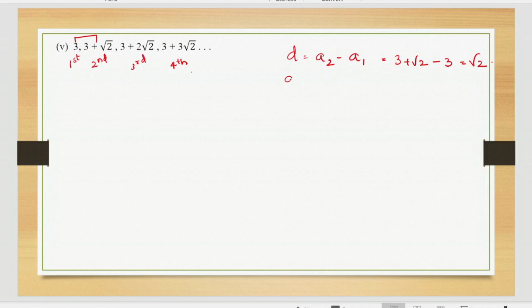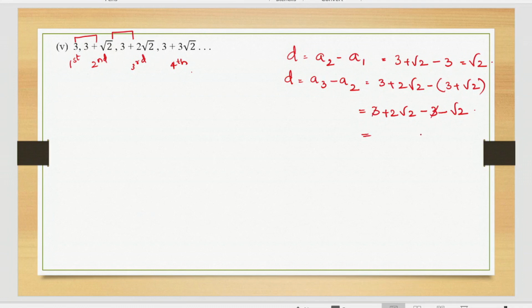Okay. So the next common difference is between the next two terms, that is 3 plus root 2 and 3 plus 2 root 2. That is a3 minus a2. a3 is 3 plus 2 root 2 minus a2, which is 3 plus root 2. Okay, so you will have 3 plus 2 root 2 minus 3 minus root 2. Okay, so this 3 and minus 3 will get cancelled, right? So we have 2 root 2 minus root 2, which is root 2.